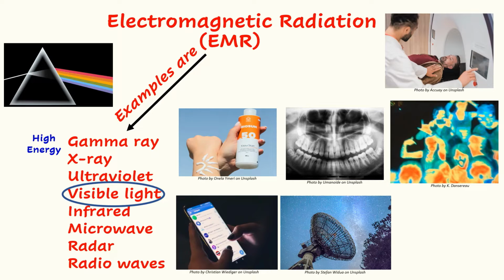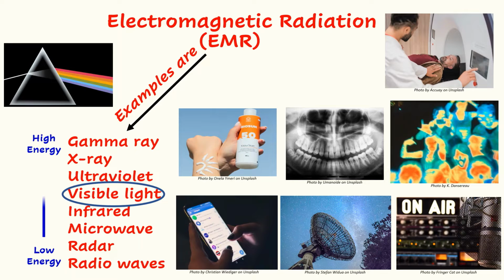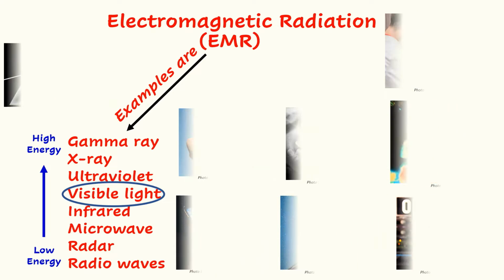Below that is radar, used in air traffic control, and speed traps to catch motorists driving too fast on the highways. And the lowest energy EMR is radio waves that can be sent out over the airwaves and picked up by radios in our homes and cars.